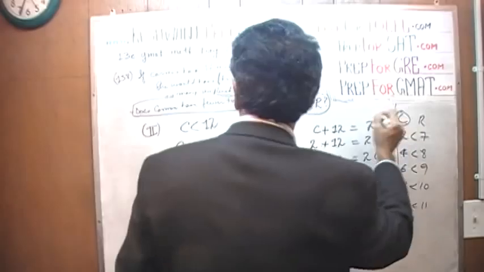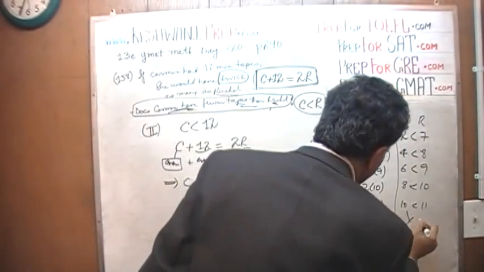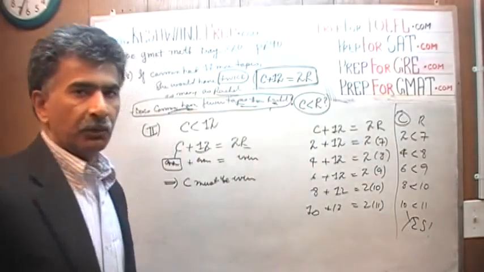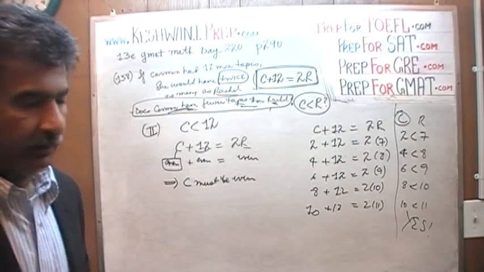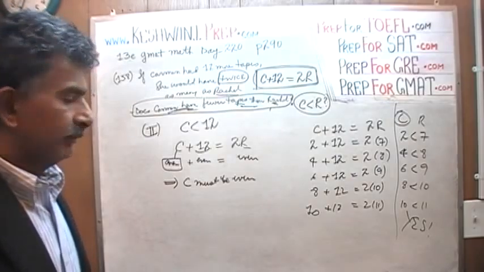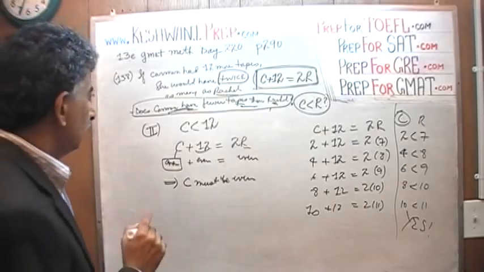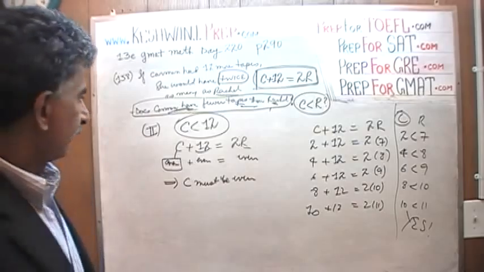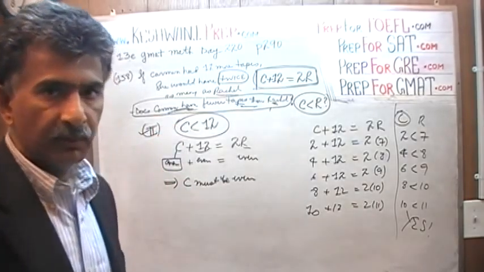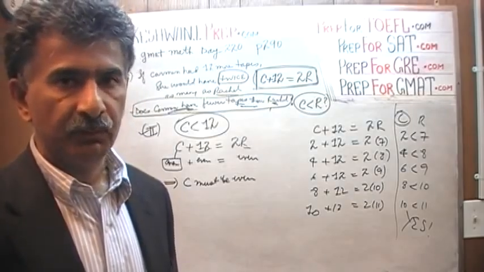So here's your Carmen. Does Carmen have fewer tapes than Rachel? The answer is yes. Because we are given a constraint in the second statement, the complete answer is yes, she does, provided that Carmen has fewer than 12 tapes. That's the condition given to us in the second statement. As long as that condition is met, the answer is yes, she has fewer tapes than Rachel.